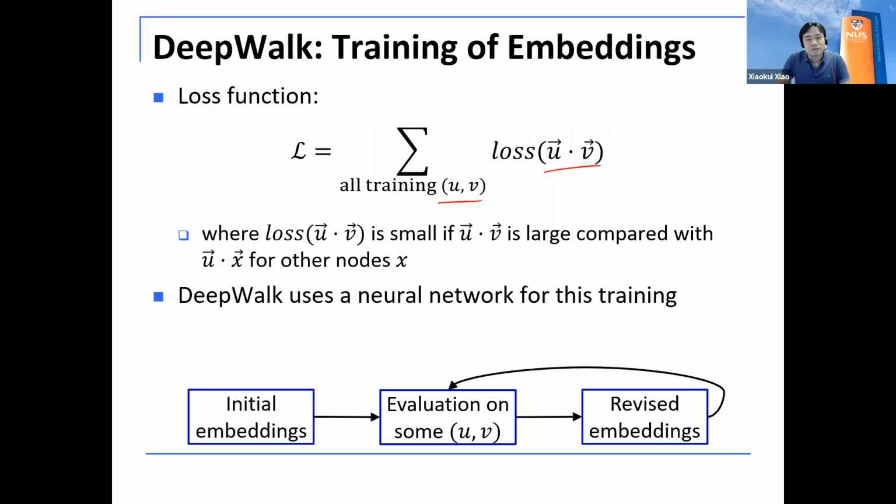So the idea of this DeepWalk algorithm is pretty intuitive, but one of the issues of the algorithm is that the training cost is significant because we need to start with some random initial value for the embeddings, and then we need to iterate through a lot of training samples and gradually refine those embeddings to make them good.